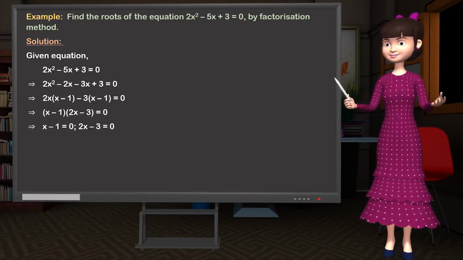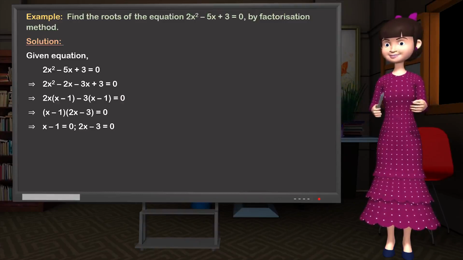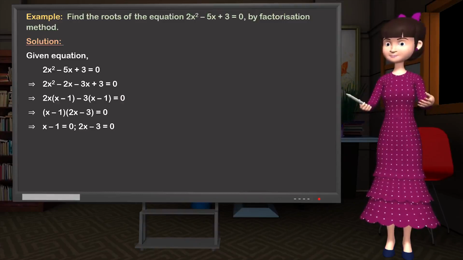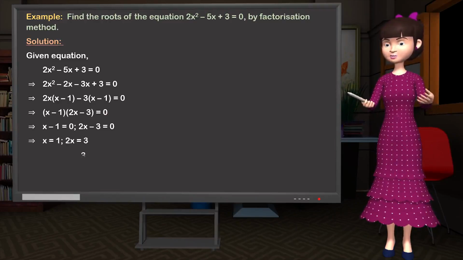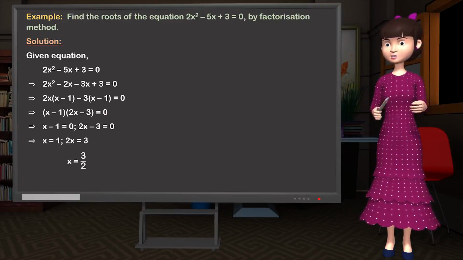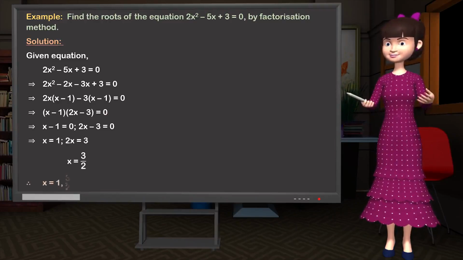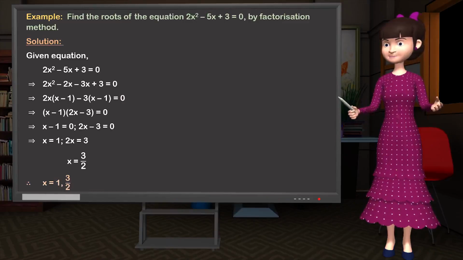Further simplification of this will be x minus 1 is equal to 0, 2x minus 3 is equal to 0. Transposing constant to the other side, we get x is equal to 1, 2x is equal to 3, which is equal to 3 by 2. Therefore, x is equal to 1, 3 by 2.